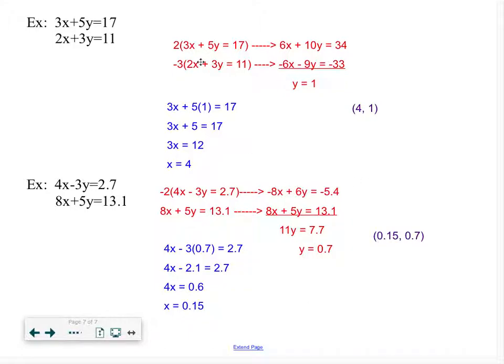All right, in the first example, I decided to have the x's add to be 0. So I looked for the least common multiple of 3 and 2, that is 6. So to get this coefficient to be 6, I have to multiply the entire equation by 2. To get the bottom equation's coefficient to be negative 6, I multiplied the entire equation by negative 3. I solved for y, I plugged it in to get my x, and there's my answer.